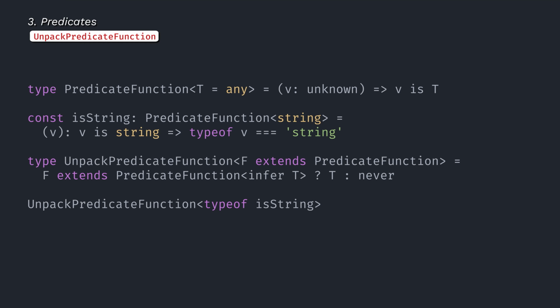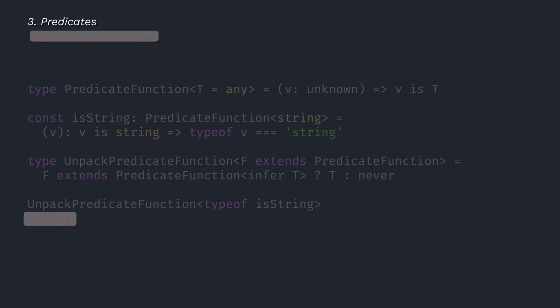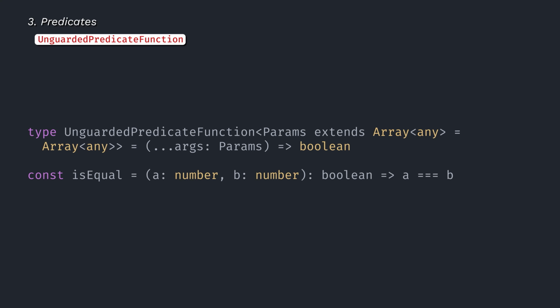Okay? Similarly to unpack assertion functions, we can use unpack predicate function to extract the type guarded by a predicate function. Sometimes we have predicate functions that don't return a type predicate. They just return a regular boolean. For those cases, we have the unguarded predicate function. For example, isEqual is an unguarded predicate function.